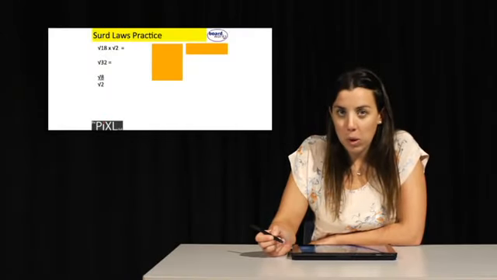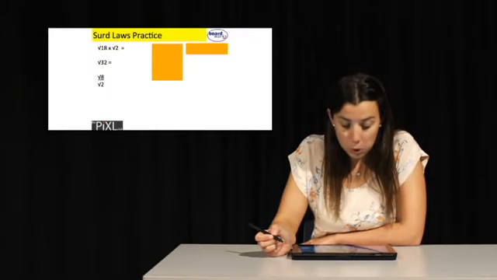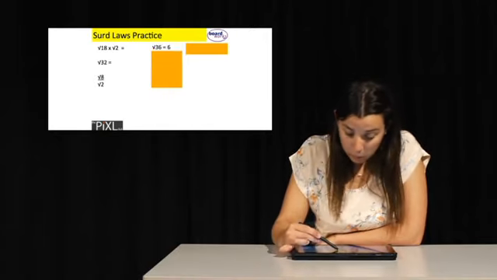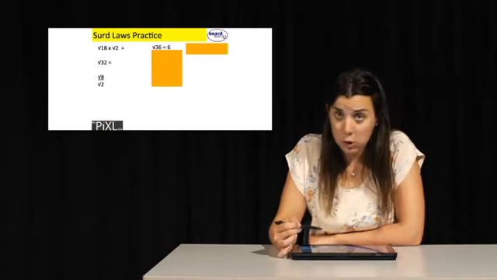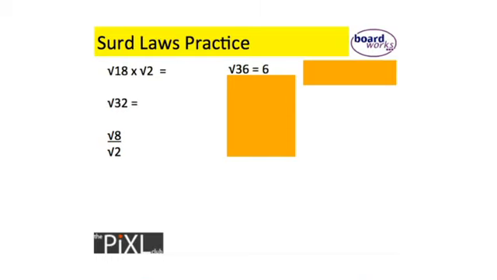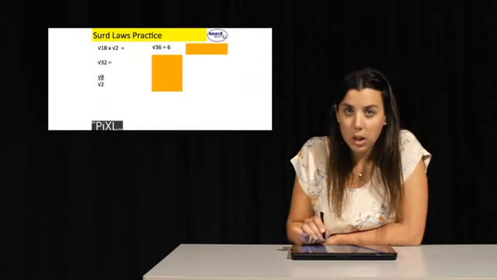So if we look at the first one, we have the square root of 18 multiplied by the square root of 2. One step you might start with is actually multiplying our two numbers together. That's that rule where we have a and b. So 18 multiplied by 2 is 36. Square root of 36, 6.